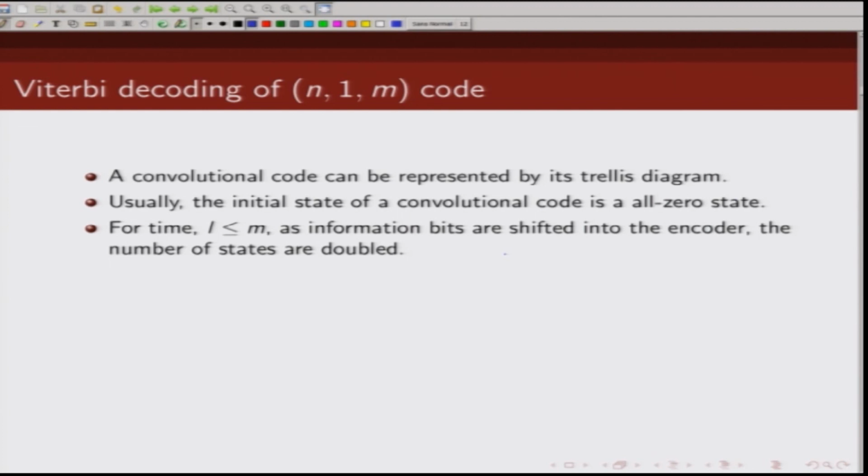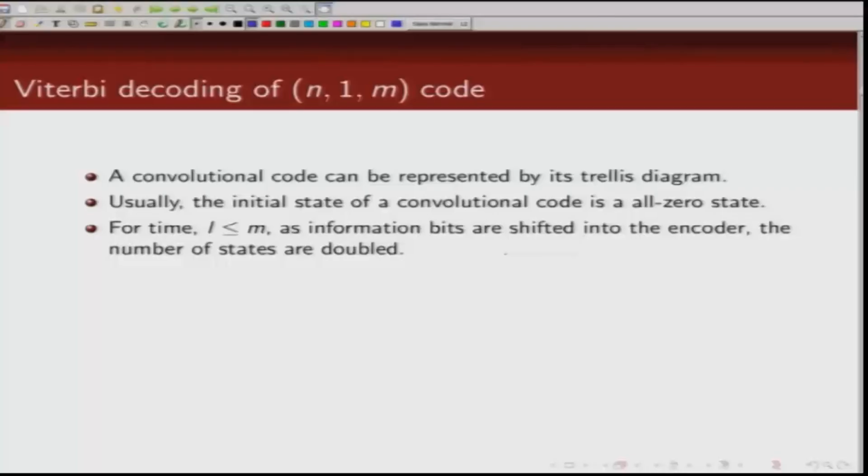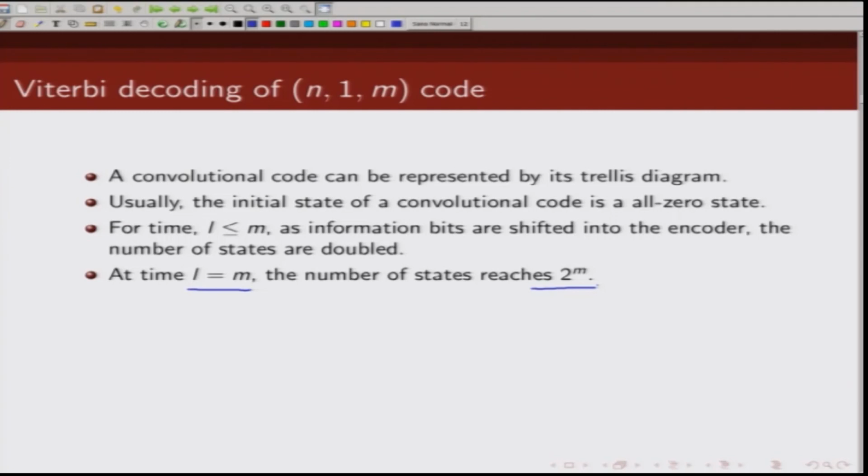Initially it is in all 0 state, then once 1 bit gets in, there are 2 possibilities where we can be, and so as long as L is less than the memory order, at each time instance the number of states gets doubled until we reach time L equal to m, when we reach all possible states, which is basically 2 raised to power m, because our convolutional code has a memory of m. So, in total it has 2 raised to power m states.